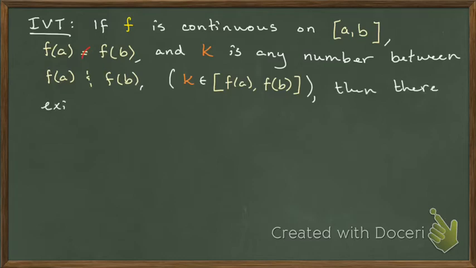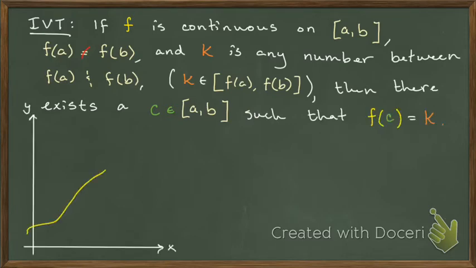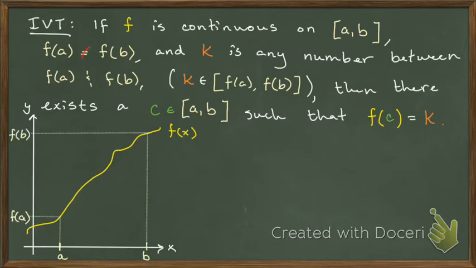Then there exists a c between a and b, so I want you to pay attention here. This c is going to be an x value because a and b are also x values, whereas k is a y value, it goes between two y values, such that f of c is k. So let me draw a picture here. I've got a function, and I've got two y values. Hopefully this picture can help shed some light on what this theorem says, and hopefully make some connections with the previous slide.